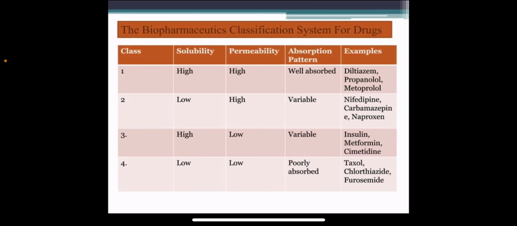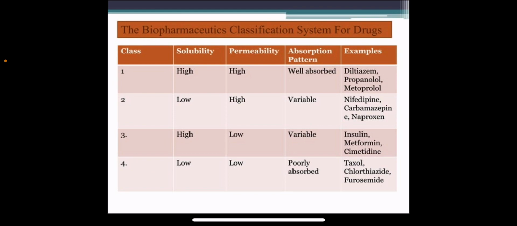Then comes the BCS classification for the drug. The BCS is the biopharmaceutical classification system for drugs. It considers the drug with high solubility and permeability parameters. So first is class 1, where solubility and permeability are high, so our drug gets well absorbed in our body. For example, diltiazem, propranolol, metoprolol; these are highly absorbed in our body.